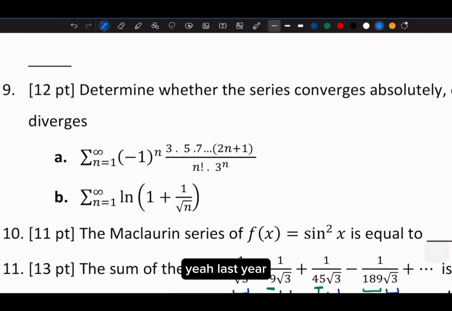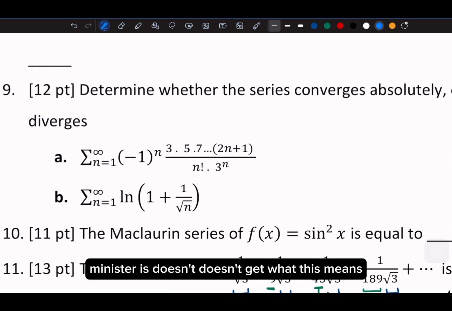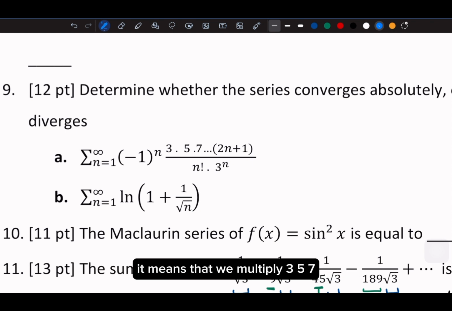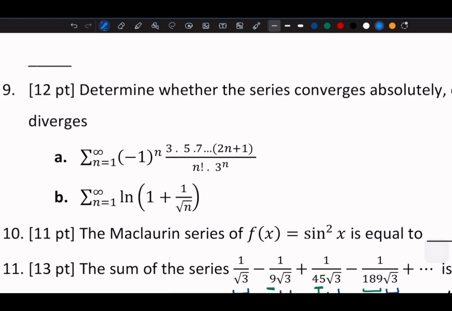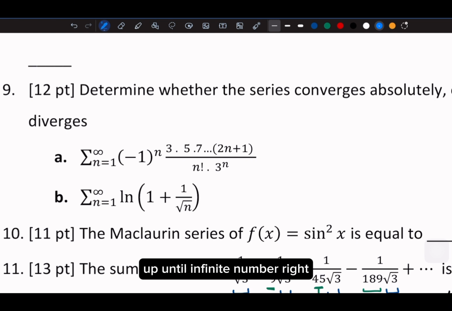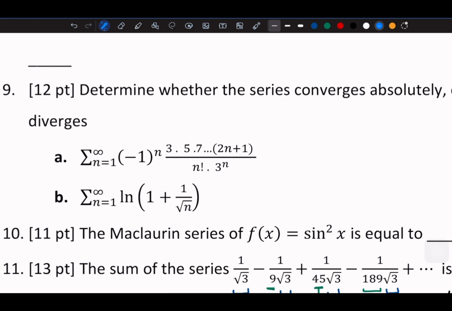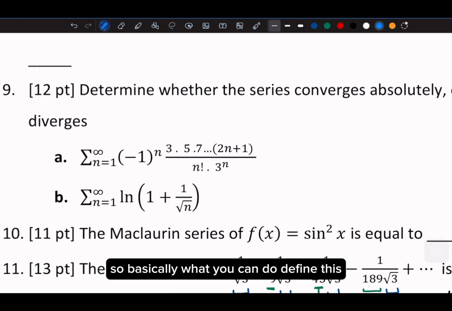Okay. Oh yeah. Last year, many students didn't get what this means. It means that we multiply 3, 5, 7. It's not changing the whole thing. So we need to multiply this much. I mean, this is odd number, right? So every odd number we multiply. That's how it means, right? Up until like infinite number, right? So basically, what you can do to find this? Ratio test. Yeah, ratio test.